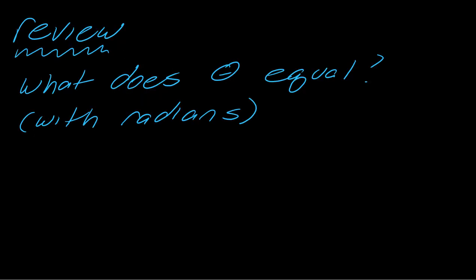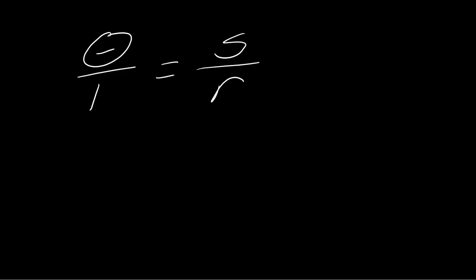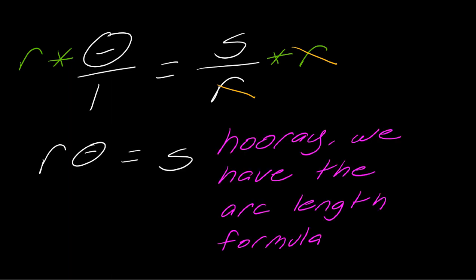Just as a quick review, we were just talking about radians. What does theta equal? This is kind of important. Theta we said was equal to S over R. So I could rewrite this as theta over 1 equals S over R. And this actually reveals the formula for arc length, because this S represents arc length. If I take this formula and manipulate it by multiplying both sides by R, then I can cancel out the R's and I'm just left with S equals R theta. So there it is, we have the arc length formula. Pretty simple to derive.